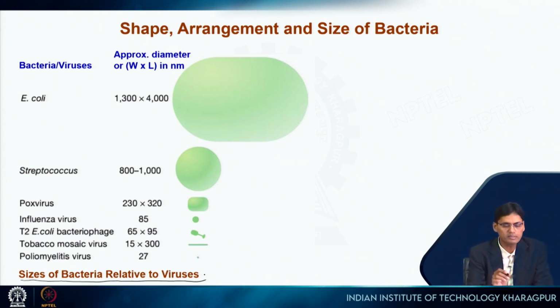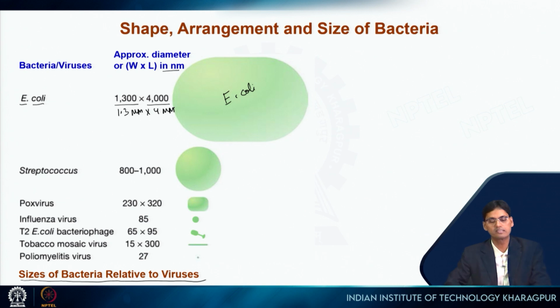Now a very common laboratory strain, for example E. coli, its dimension is mentioned here: 1300 by 4000 nanometer. So roughly this is the dimension of E. coli. As a result, I would say 1.3 micrometer by 4 micrometer.